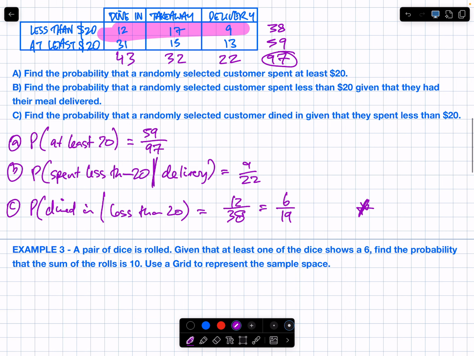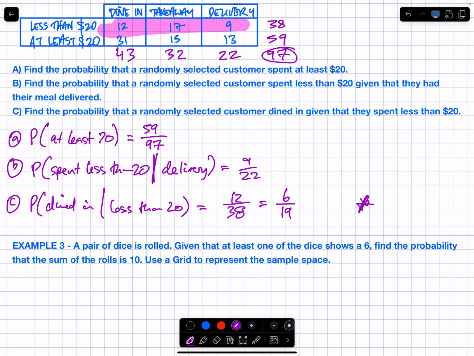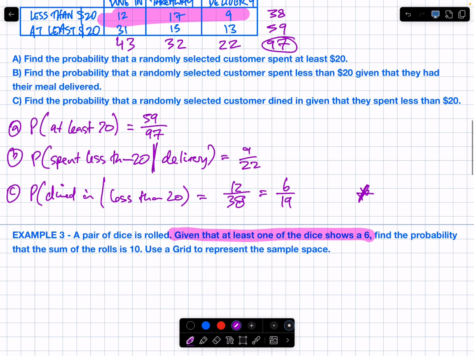All right, I'd just like to do the last one while you're quiet so you can get your talking out of the way. A pair of dice is rolled. Given that at least one of the dice, so this is a key part here, at least one of the dice shows a 6. Find the probability that the sum of the rolls is 10. So this is where the difficulty of the test is going to come, is the wording. You need to read it, okay?